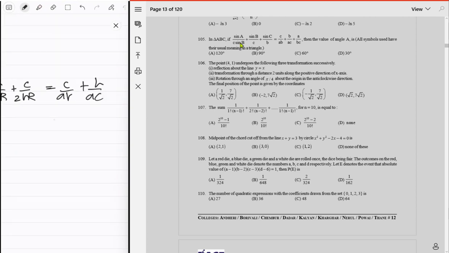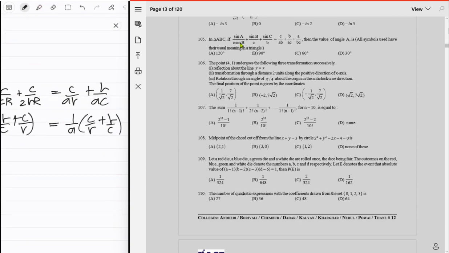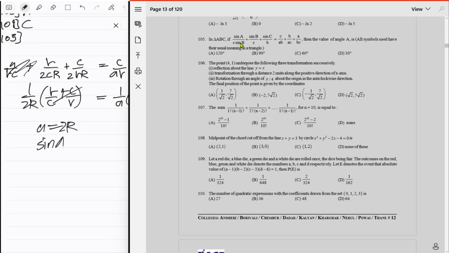Okay, this can be written in what way? This is like 1 upon a and then c upon b plus b upon a. Sorry, b upon c, right? And this is 1 upon 2r times b upon c plus c upon b. So guess what? This will cancel. So it means a is equal to 2r, which means sine of A is equal to 1. So capital A must be 90 degrees. So this is actually a 90 degree angle. Okay, so B is the answer.